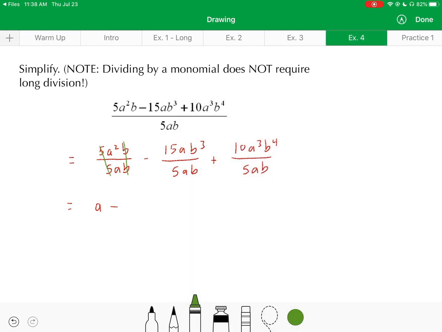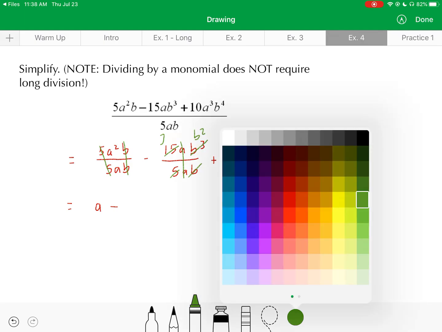Then 15 will reduce to a 3 if the 5 reduces to a 1. These a's reduce. This will become b squared, and that'll reduce away. So that leaves me with 3b squared.